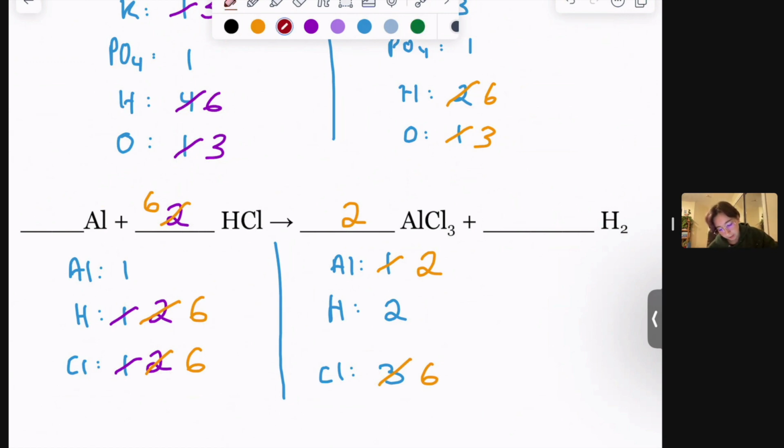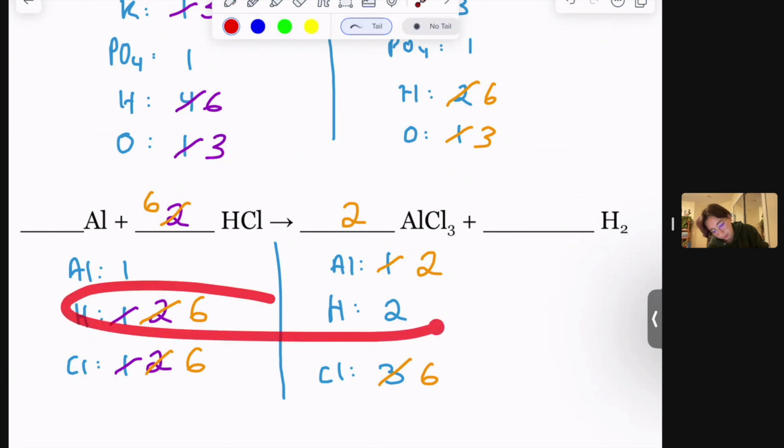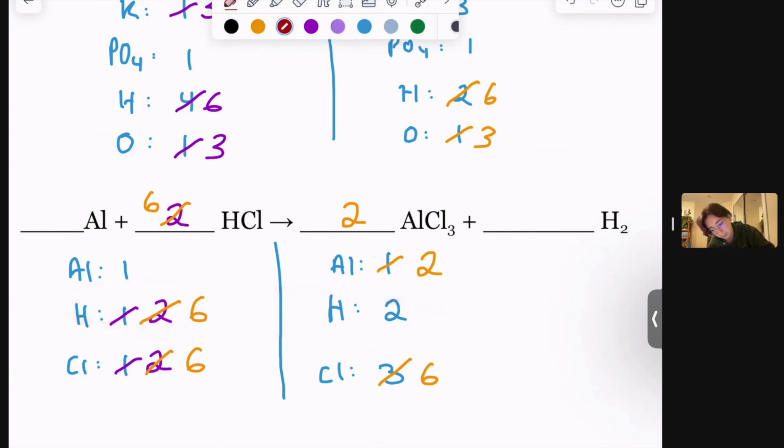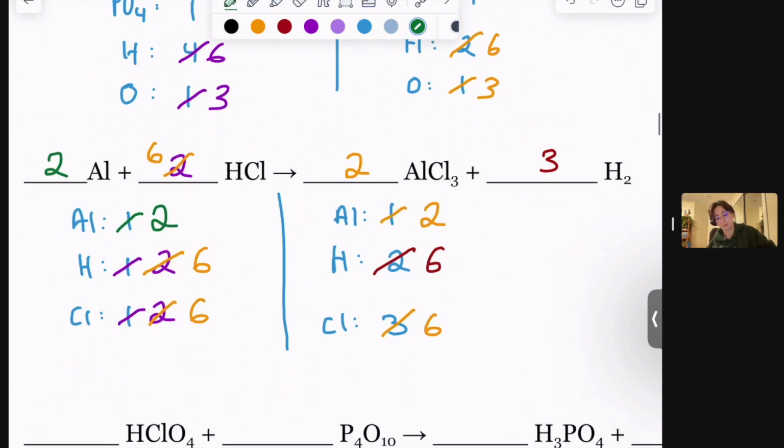So I got chlorines to match now, but now my other ones are out of whack. Can I multiply 2? Let's do our hydrogens. Can I multiply 2 by something to get 6? I think maybe a 3 could get a 6 here. Okay, I got hydrogen and chlorine. And finally, I gotta somehow fix my aluminums. And if I pop a 2 there, then I have 2 aluminums on both sides.